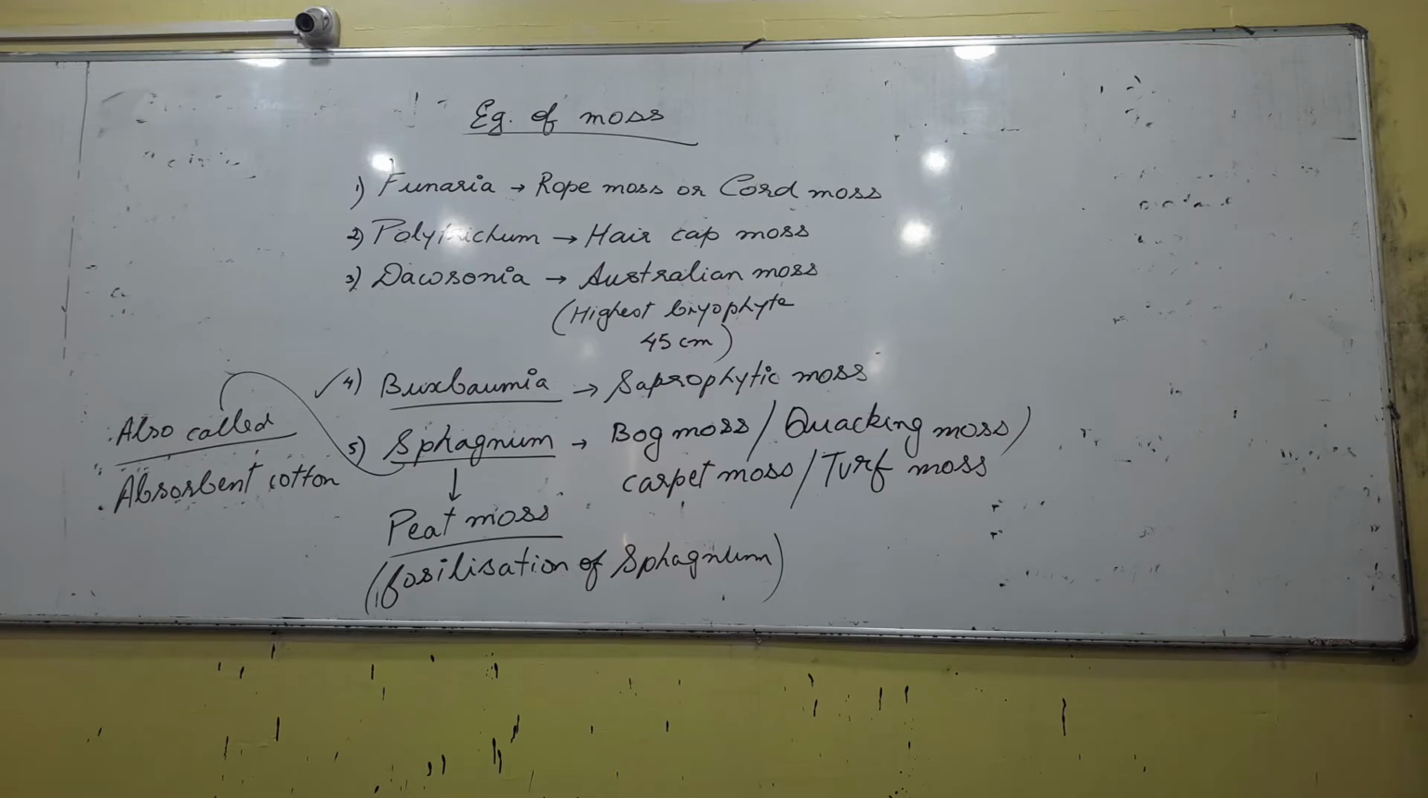We understand something called a fossil fuel. Do you know fossil fuel? What is a fossil? The dead deposits, that is called a fossil. Sphagnum dies and gets deposited, and once it becomes a fossil, that fossilized part can be used as a fuel, and that is what is called peat moss, right? So when is Sphagnum called a peat moss? When it gets fossilized. Next, it is also called absorbent cotton because it has a capacity to retain water, similar to the normal cotton that we use.